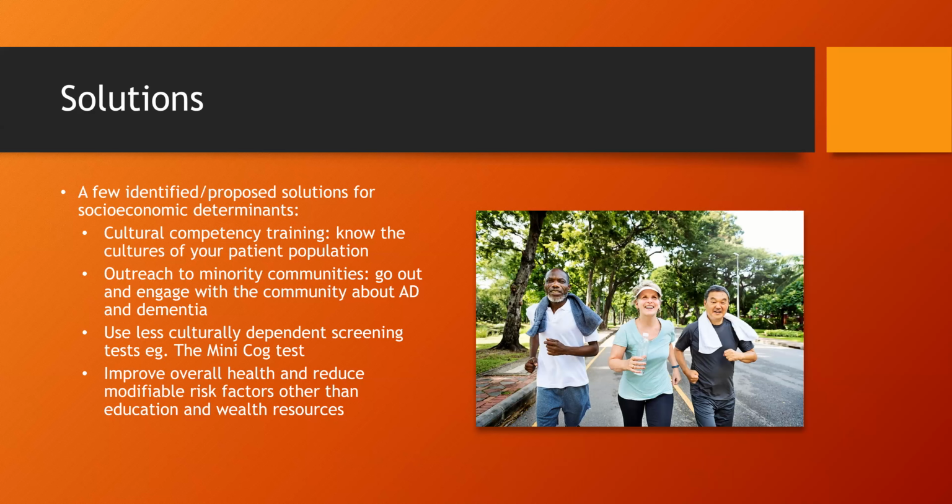And lastly, we have improving the overall health and reducing the modifiable risk factors other than education and wealth resources, possibly being one very important way to reduce the gap in dementia risk between different socioeconomic groups. So just taking the best possible care of all your patients and educating them about the modifiable risk factors that they can change is an important additional way that healthcare providers can reduce their patients' risk of dementia, regardless of socioeconomic status. That's an important point.